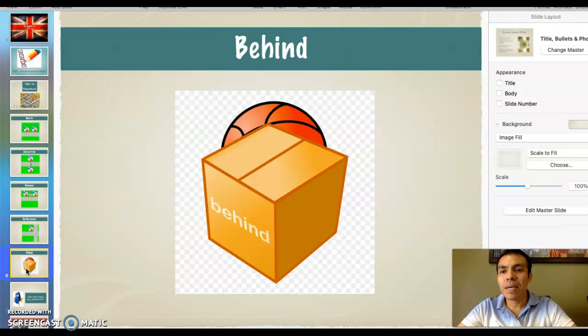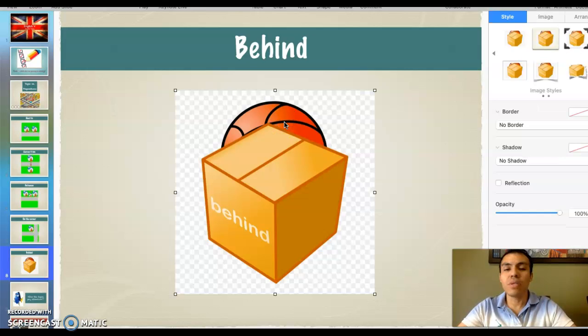And finally, we have the preposition behind. Observe the picture and repeat. Behind.